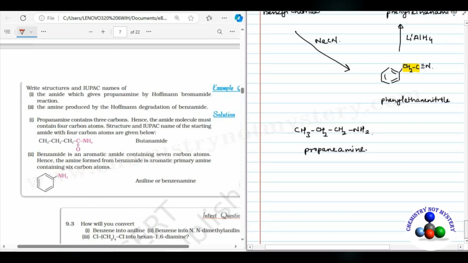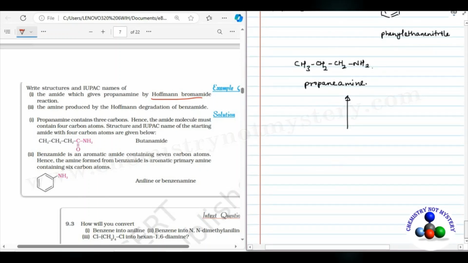Now we have to form this propane amine by Hoffmann degradation reaction. In Hoffmann degradation, the alkyl group migrates from carbonyl carbon to nitrogen of amide. So now draw the structure of reactant. So here you have to draw the structure of amide in which the alkyl group will be the propyl group. So here when you draw the structure of amide, CH3, CH2, CH2 and it is bonded to C double bond O, NH2. So this is the amide group.